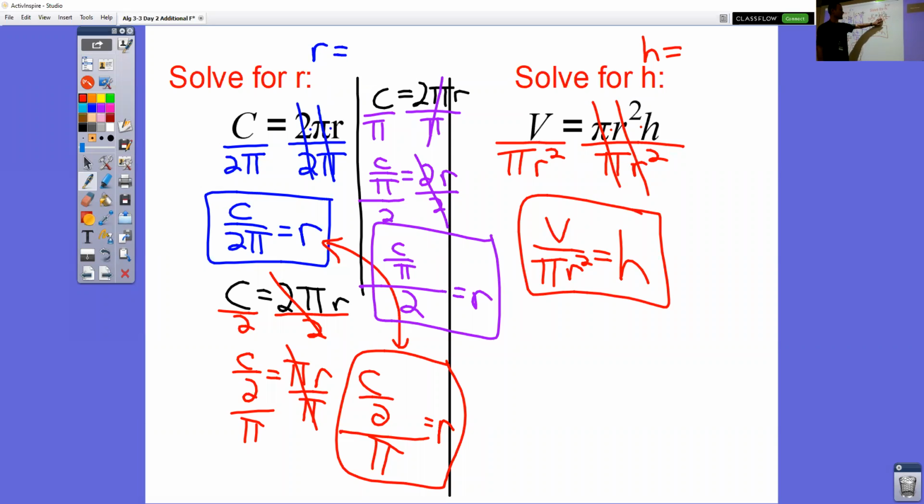Now, this one lends itself to the same way. You could get multiple answers if you divide by just pi and just pi first, and then divide by r squared and divide by r squared, or the opposite of that, divide by r squared and then divide by pi. It's easier to do it all at once. But again, a lot of these questions have multiple answers.